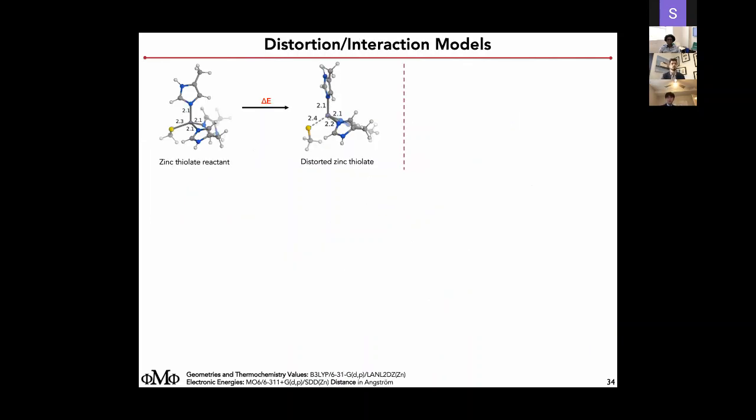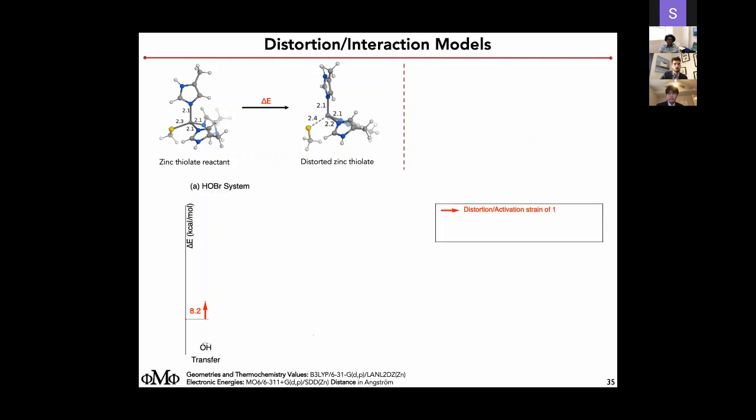And first, I would like to bring up that for a reaction to occur, both species must distort to reach the transition state geometry. Here on the left, we have the zinc thiolate reactant of the OH transfer, distorting and requiring energy to reach its general geometry for that of the OH transfer transition state. So this will incur some amount of energy cost. So we can plot that on a general free energy diagram. We can plot this distortion and activation strain of 1.